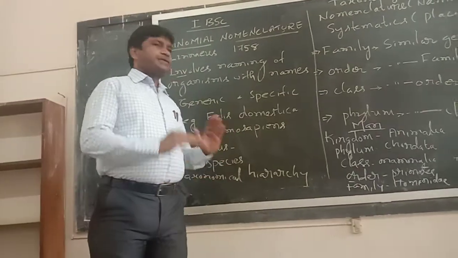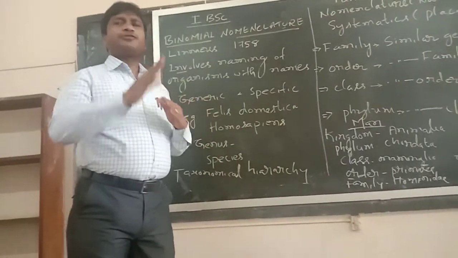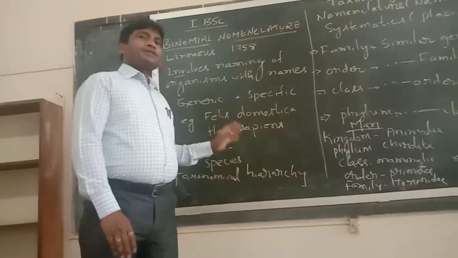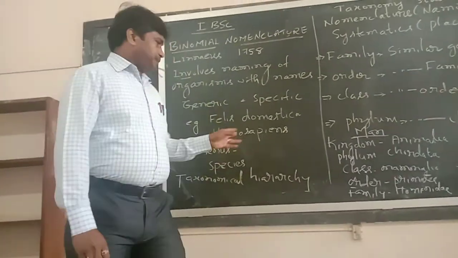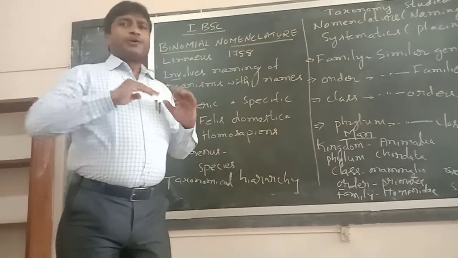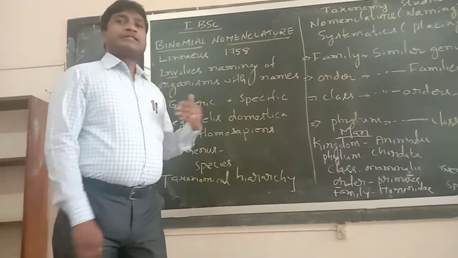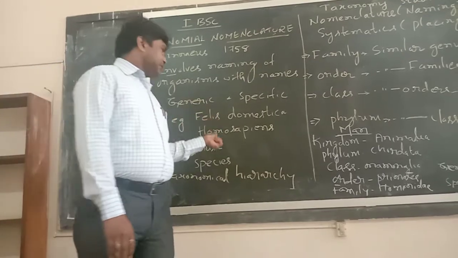I told you, species always each one refers to a group. So here the genus is another group which comes after the species. So genus is nothing but a group of two or more closely related species. So that is called as genus.